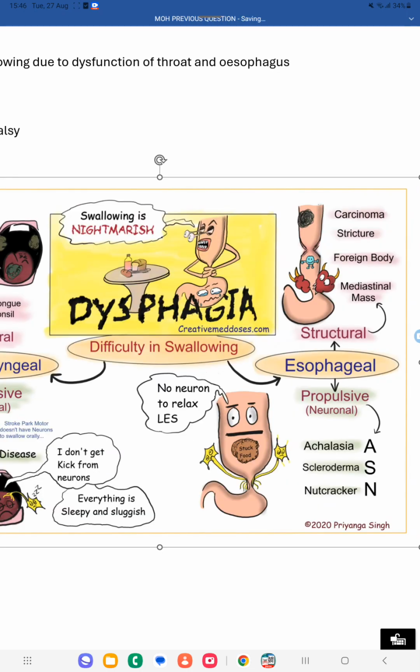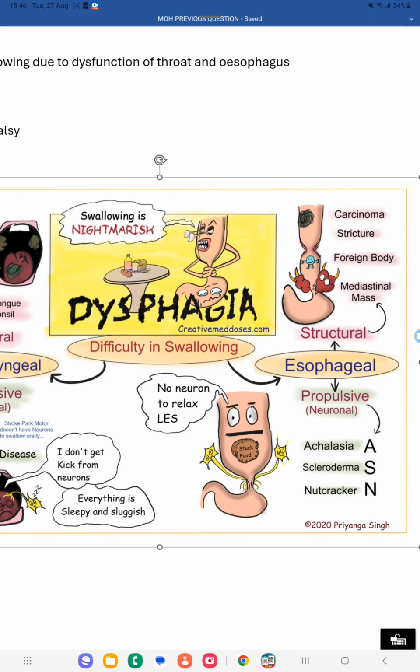Next one is esophageal. Because of a problem of the esophagus you can get difficulty in swallowing. Esophageal structural problems are there, and neurological problems are also there. Structural problems include carcinoma, esophageal stricture, the presence of a foreign body in the esophagus, and a mediastinal mass. Because of these reasons you can get difficulty in swallowing.